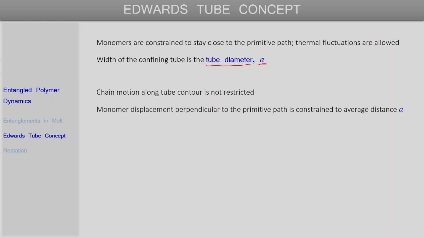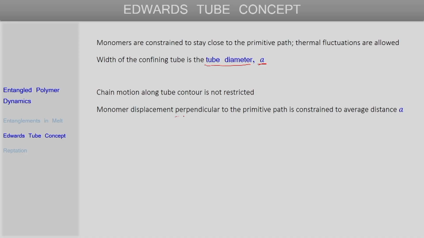What this tube model proposes is that if the chain motion is happening along the tube, then it is not restricted at all, because along the tube entanglement effects are not there. The tube is defined by the surrounding constraints. So, within the tube the chain is free to move.